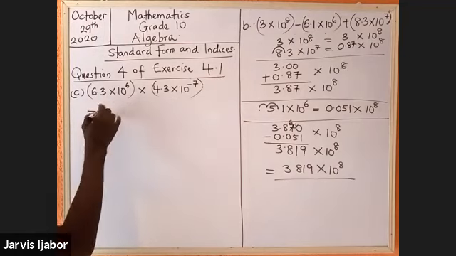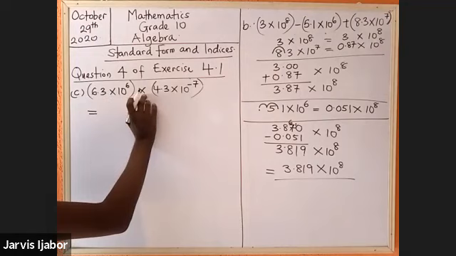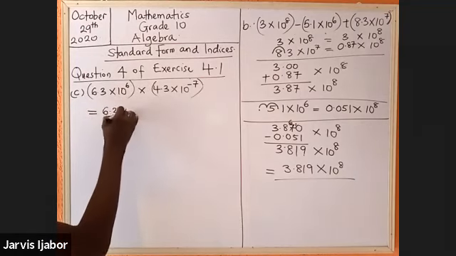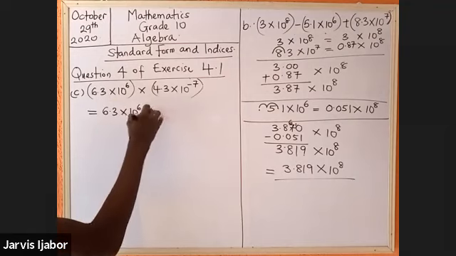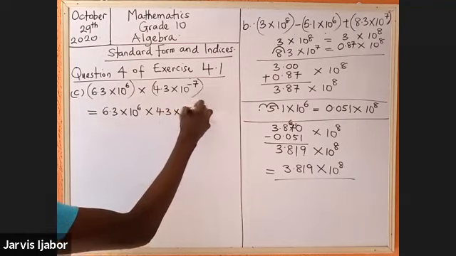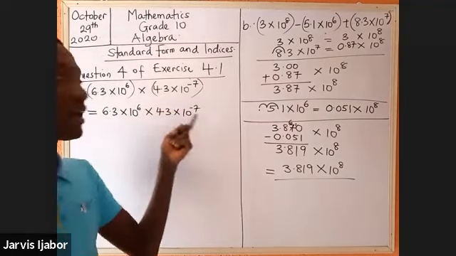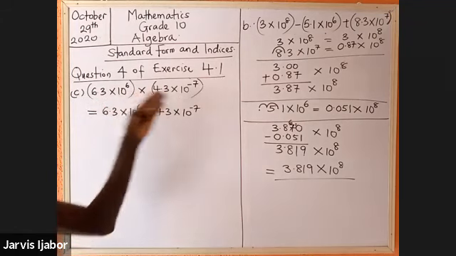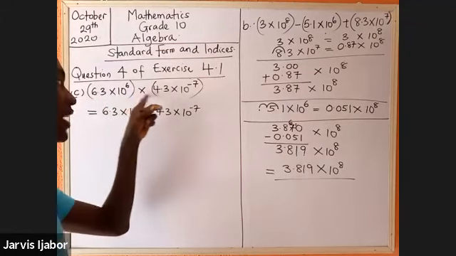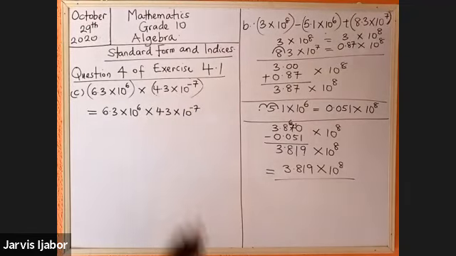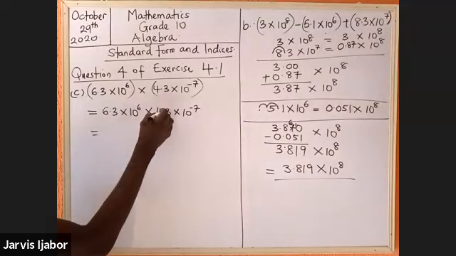This will be equal to, once you've seen the multiplication sign here, 6.3 times 10 raised to the power of 6 times 4.3 times 10 raised to the power of 7. The reason I've done this is to tell you that the brackets here are not affected. The multiplication sign does not affect what this content would be. Now, this will now be what?